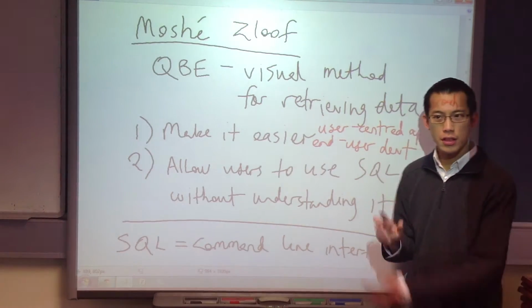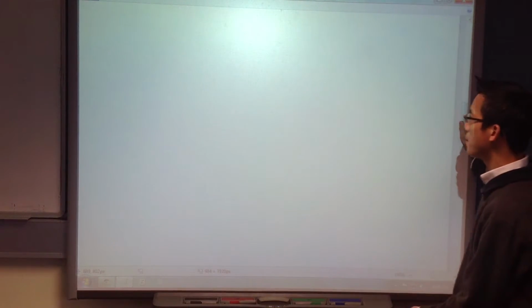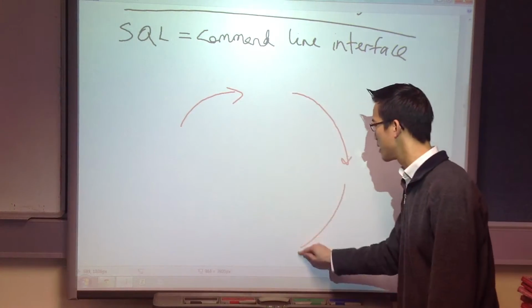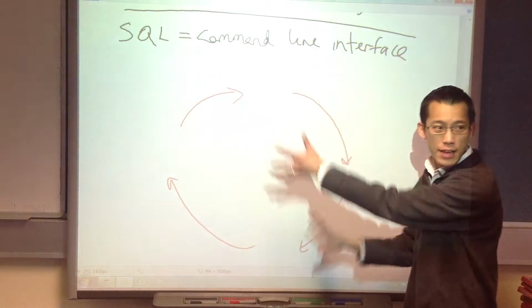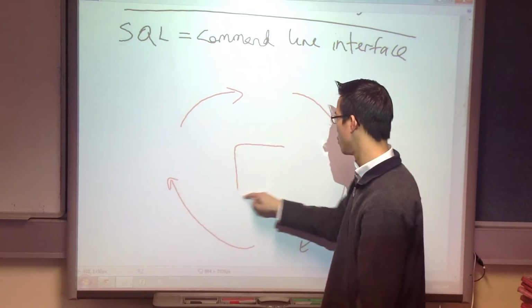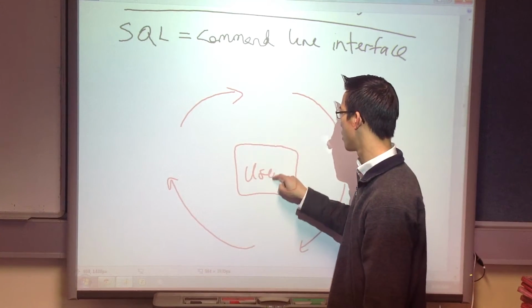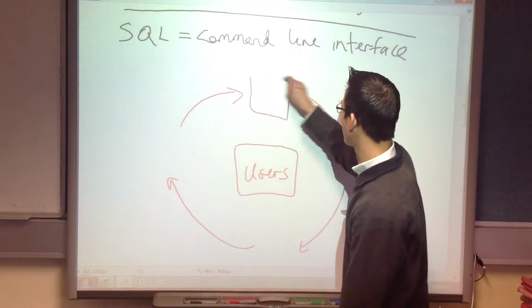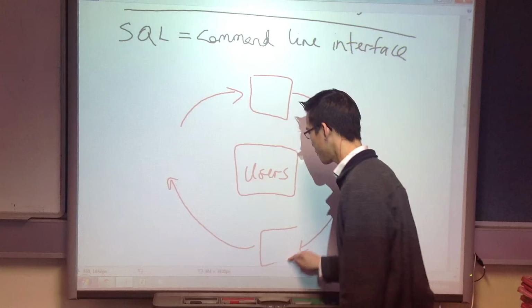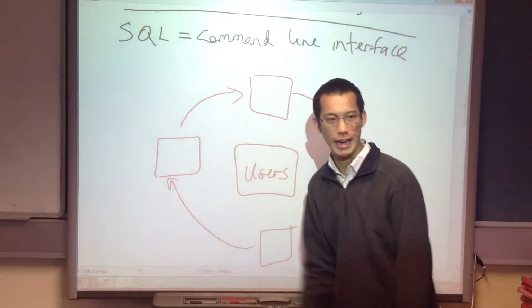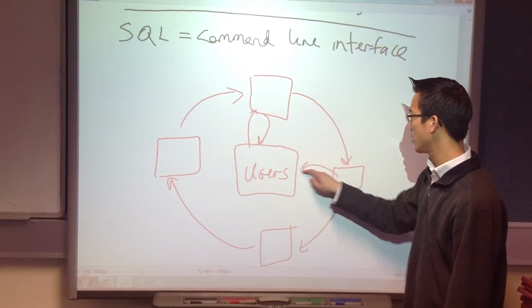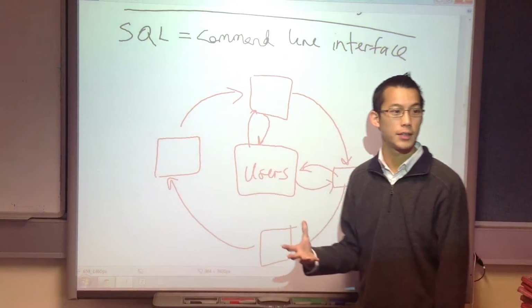Okay, so the idea here is, remember the system development lifecycle, right? It looks something like this. You've got all the different stages around the edges, and then you've got users here in the middle. Okay, so all the way through, when you're going through each stage, there's going to be feedback going back and forth between the users and the designers, the developers, yeah?